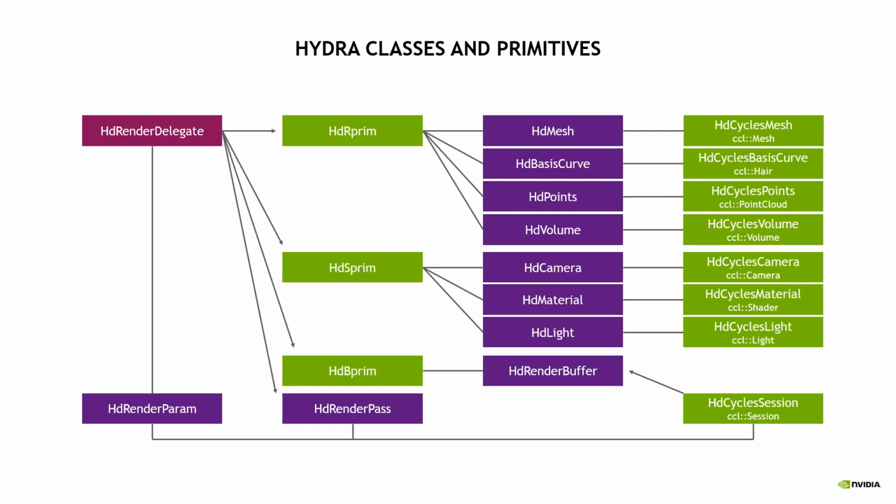S-prims contain general state that affects rendering, but they are not really renderable objects by themselves. This can be the camera, materials that apply to R-prims, lights, and so on. And finally, there are B-prims, which Hydra uses, for example, to create output buffers to store the rendered images in. For the most part, that is all there is. Implement these classes and Hydra can start talking to your renderer.